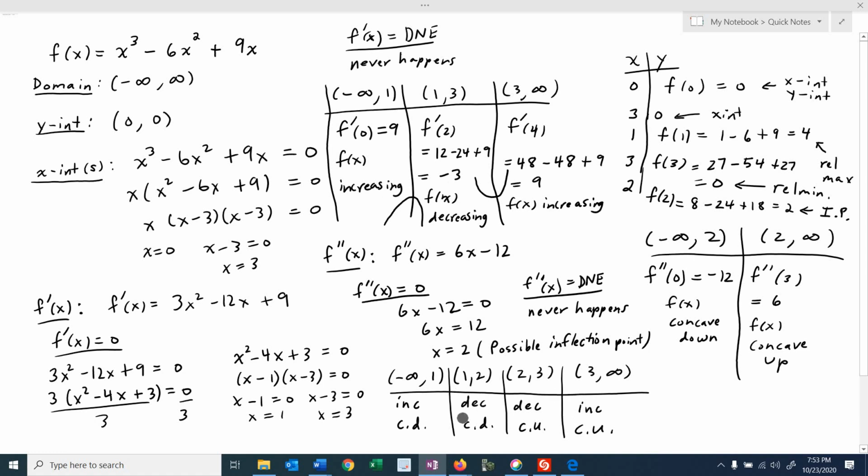Okay, so this is called a summary chart, and it just combines both of these pieces of information to make it a little bit easier to see what's going on. Okay, now let's go ahead and graph this. So I'm going to make a quick sketch of it.